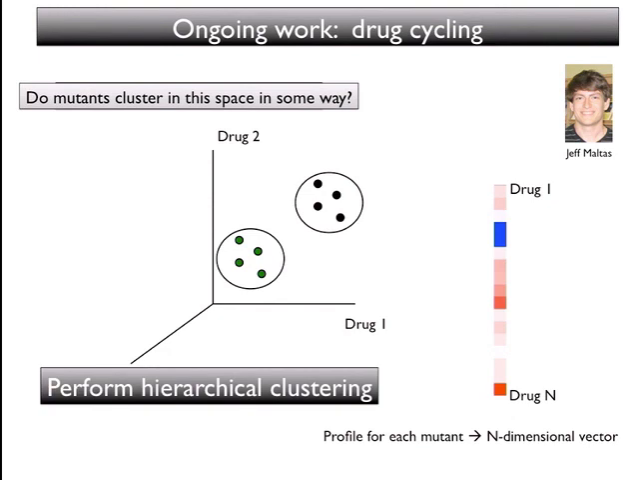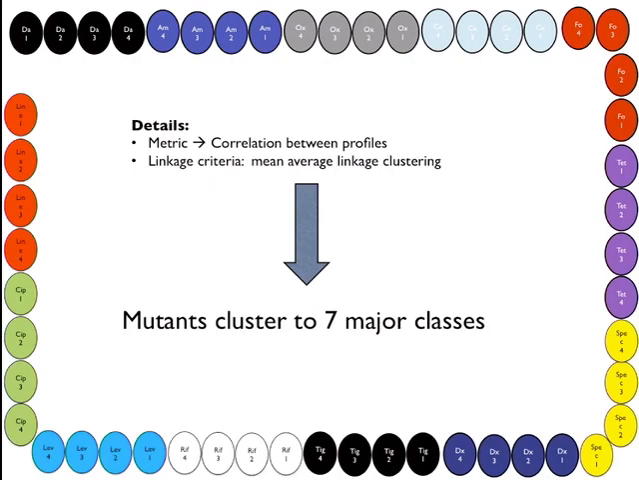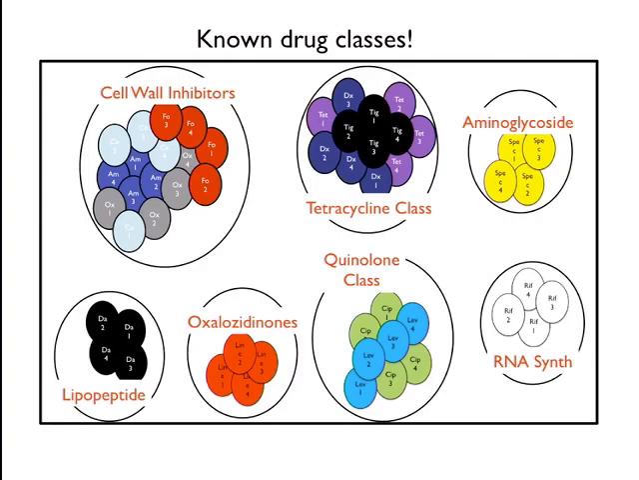So we use something called hierarchical clustering. Some of you may be familiar with it. As a metric, just for completeness, we use the correlation between profiles, and the linkage criterion is the mean average linkage. Essentially the result, which I'm just going to say quickly, is that the mutants do tend to cluster into classes. And if you zoom out and look at the major classes that they cluster into, you find that they correspond exactly to known drug classes. Or almost exactly. So this gives us some hope.